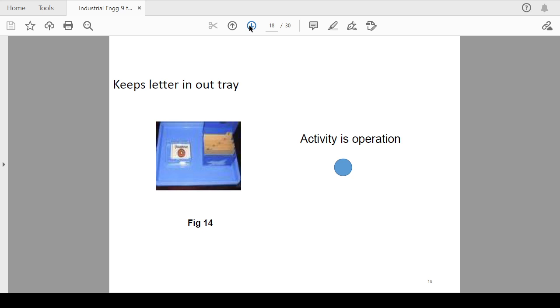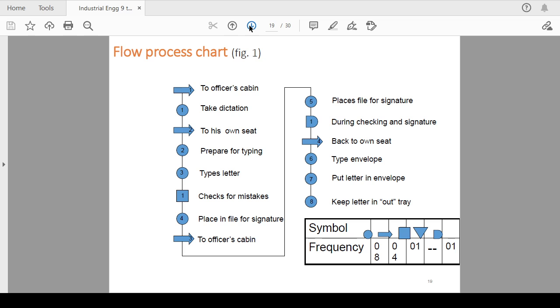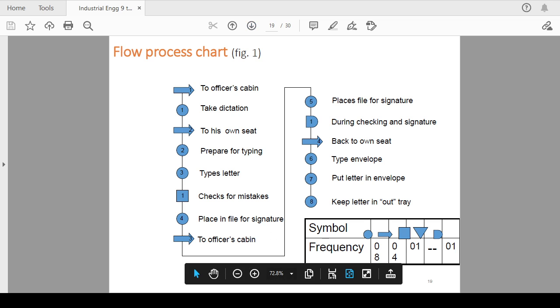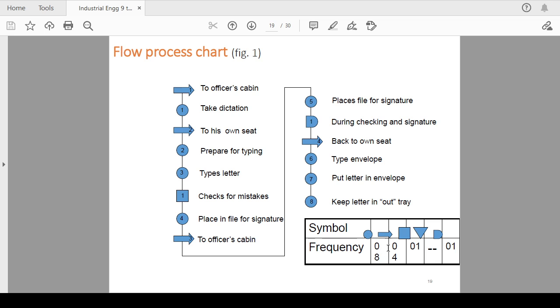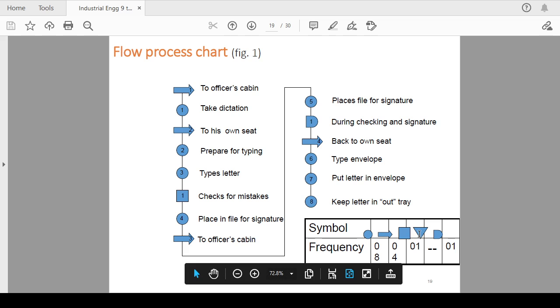Then he or she will put the letter in the envelope, and that activity will be called operation. In this way, the last activity will come, where he or she will keep the letter in the out tray, and that activity is an operation. So this is the whole layout of the process chart, and this is the frequency of the symbols used for these activities: operation is 8 times, transportation is 4 times, inspection is 1 time, storage is nil, and delay is 1 time.